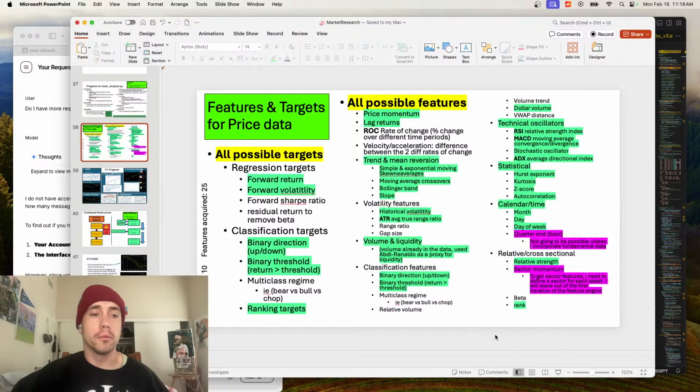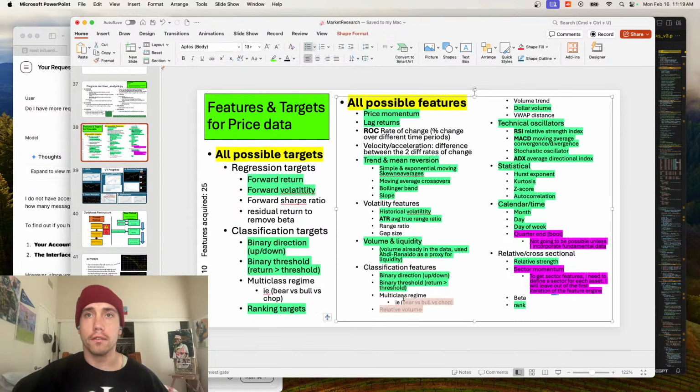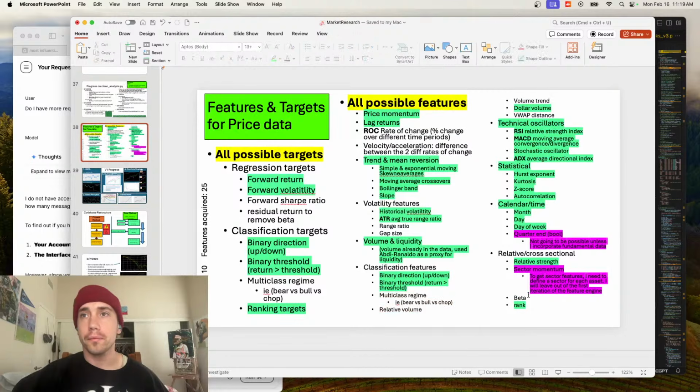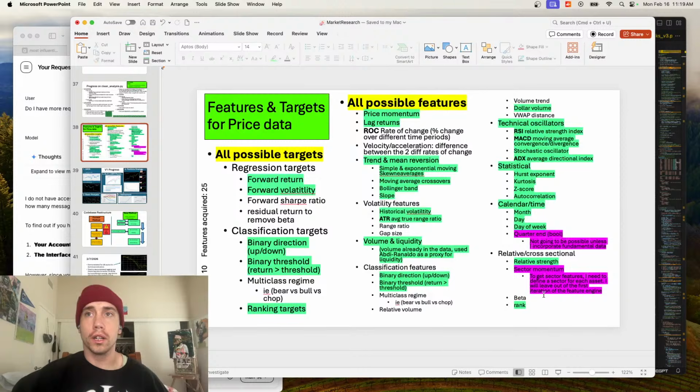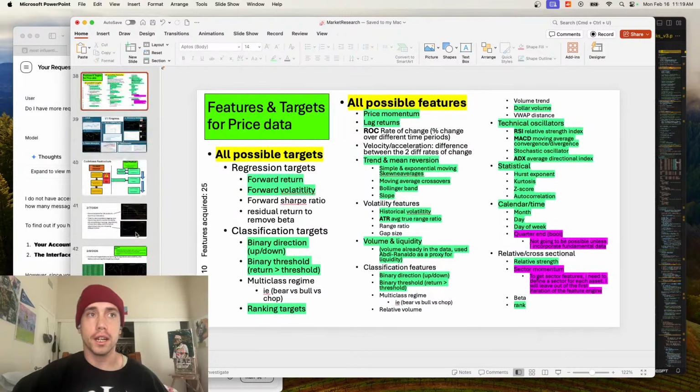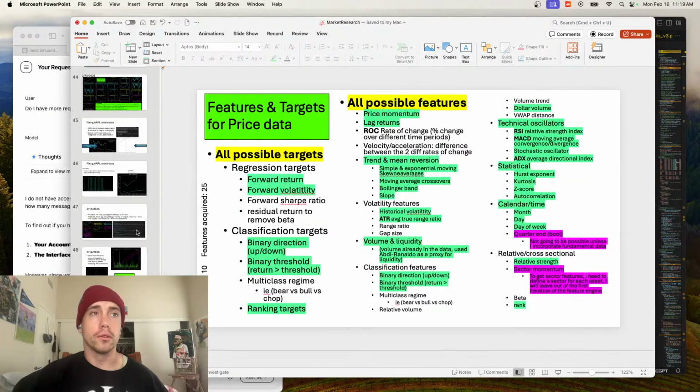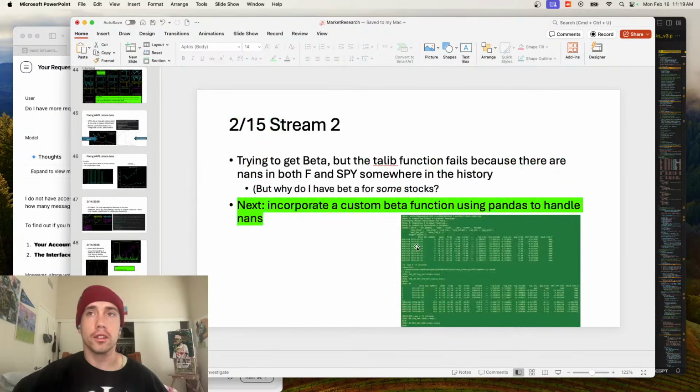I'm not adding fundamental data right now. I want to see how I can do just on price data, and then I'll go in and add fundamental features and targets after. And so right here I have this beta function which is using TA-Lib, and it's not working because there are NaNs in the data set. That's what I really worked on the whole stream, my second stream yesterday. And I think I'm going to have to do it using pandas.